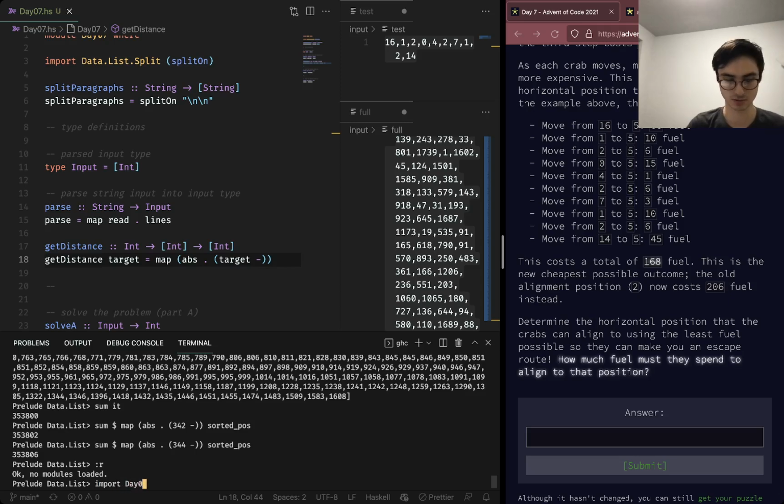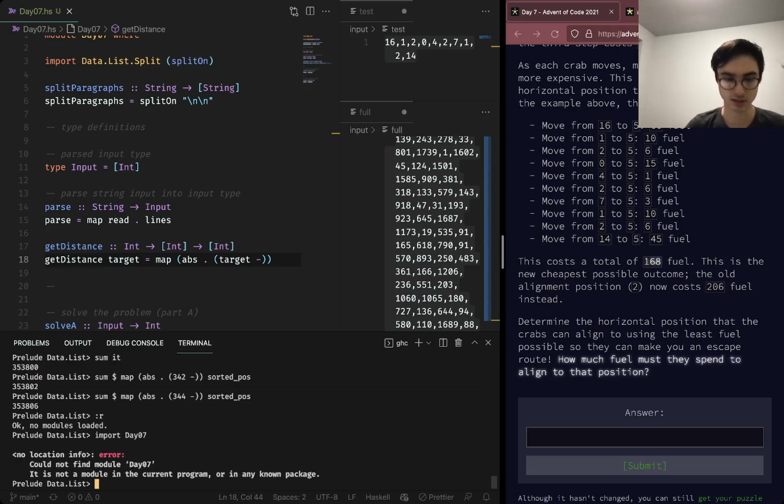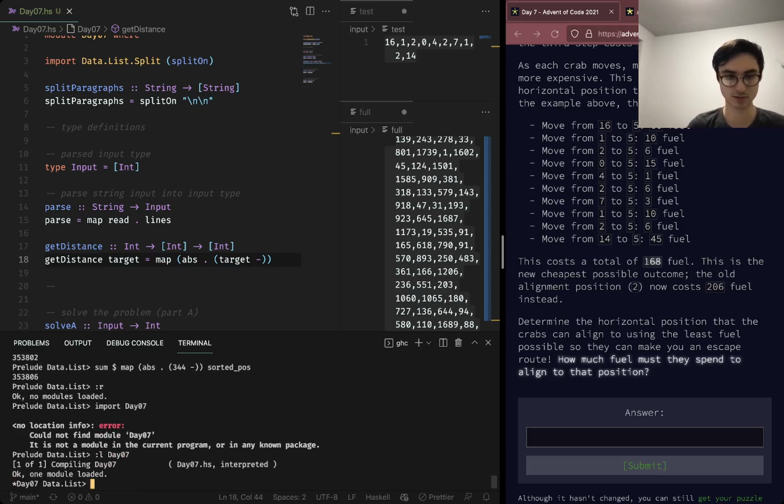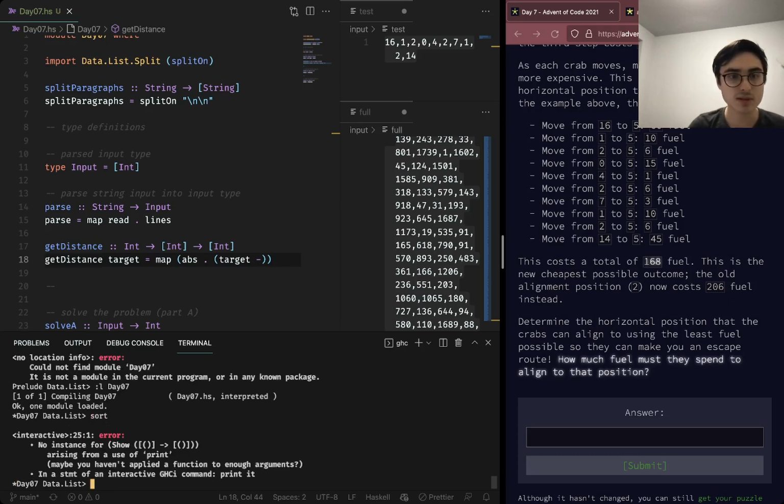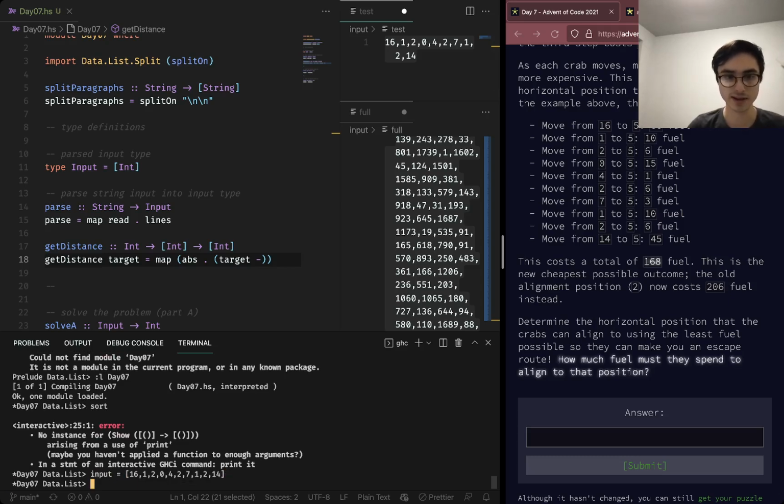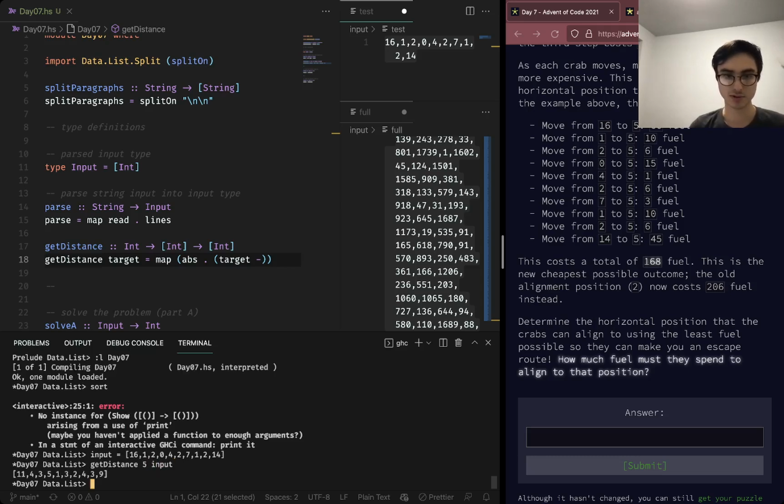Okay, so I think we can do, oh, we're not even import day 07. Load day 07. Okay. We still have sort? Yes. So let's try get distance. Let's try saving these input. So input will equal that. And let's say get distance. Let's see, the cheapest possible alignment is now 5. So those are all the distances.